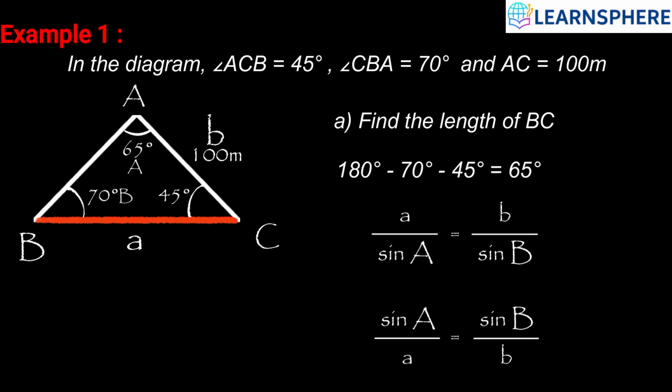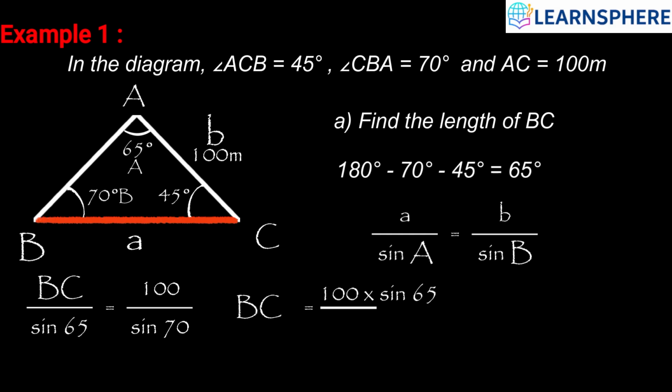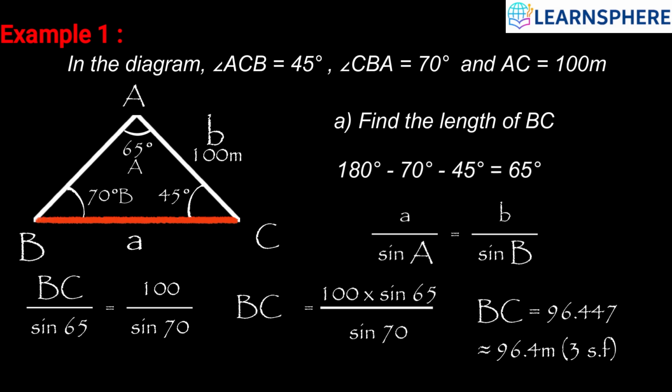Knowing this, and as we want to find BC, which is a side, we have to put small letter a as the numerator on the left-hand side. The formula would be a over sine A equals b over sine B. We can substitute the values of the angles and the side to give us BC over sine 65 equals 100 over sine 70. Next, we can cross multiply sine 65 over to the right-hand side, which gives us BC equals 100 times sine 65 over sine 70, which can be evaluated to be 96.447 and can be rounded off to 96.4 meters, correct to 3 significant figures, as our answer.